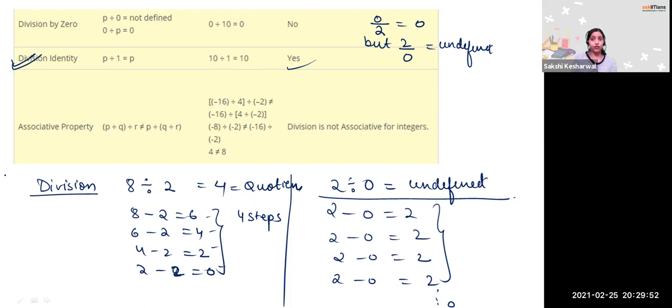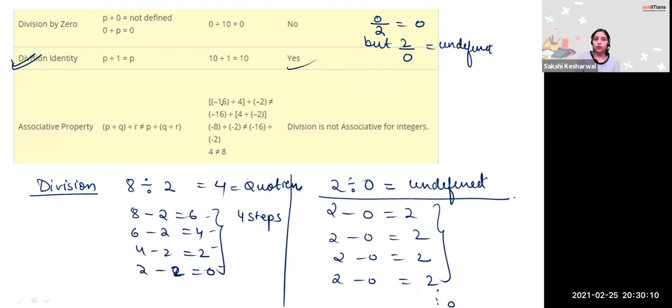See, in integers, subtraction only works for the closure property. Commutative property, big no. Associative property, big no. Similarly, division has neither the closure property, nor the commutative property, nor the associative property. You can check any of it, right?